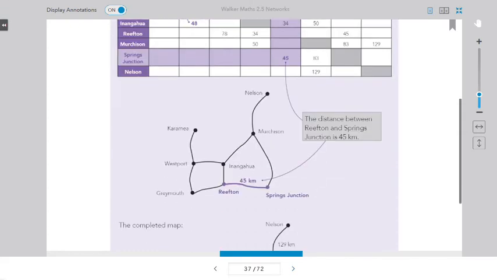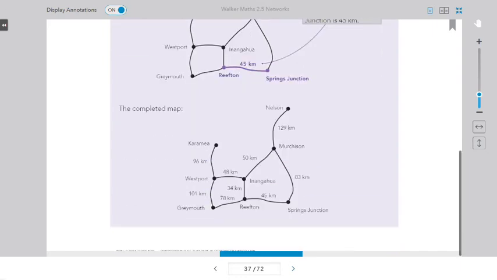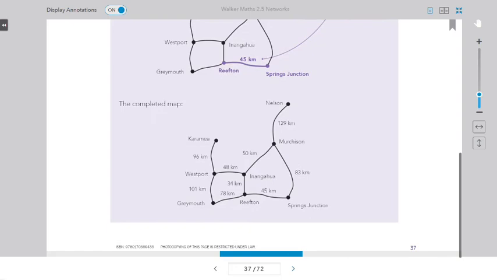So there you go, Reefton to Spring Junction. Find that intersection. It gives you the value of 45. So put in 45. Notice that they did put in the units when you did that. Units are going to be really important when you're answering your question. If you don't get the units right, then you don't get the answer right. Okay? So be careful about that. Then it shows you the completed map. Okay? It's very straightforward.